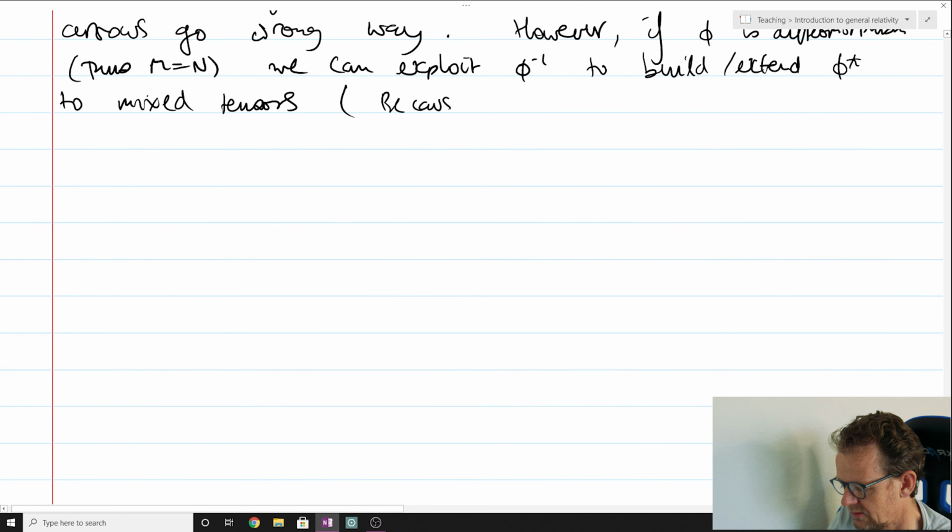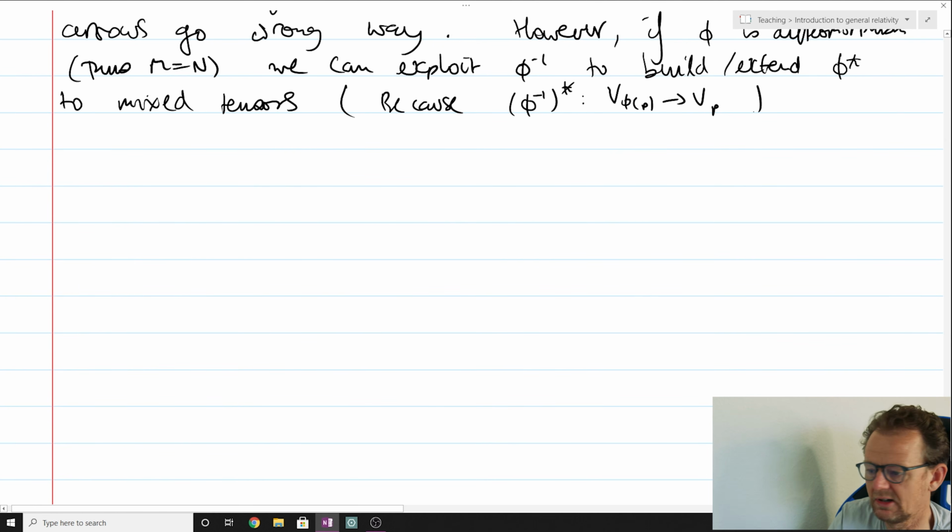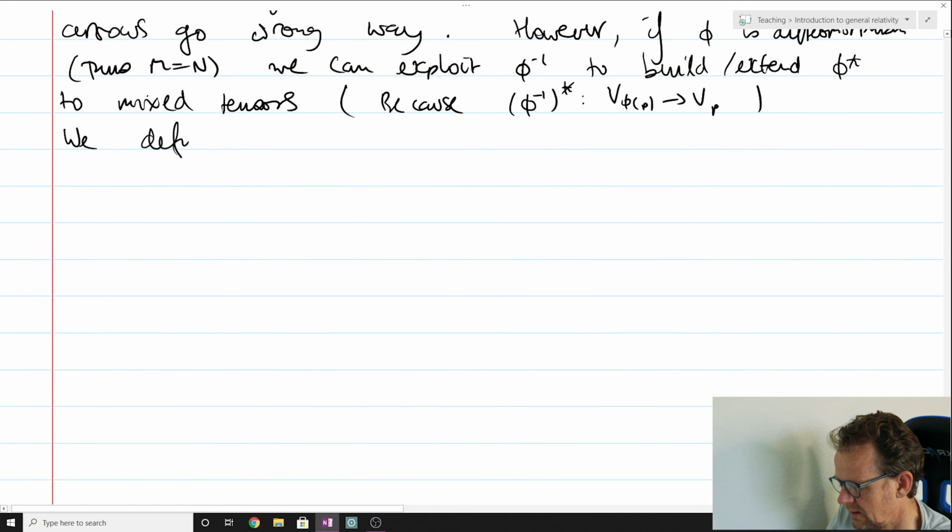And this is because phi inverse star is a linear map that goes from V phi p to V. So now that takes the vectors on the target manifold backwards. And then we define, in this particular case, a full action of phi on a mixed tensor. And how do we do it? Well, we just combine the two actions that we introduced above.